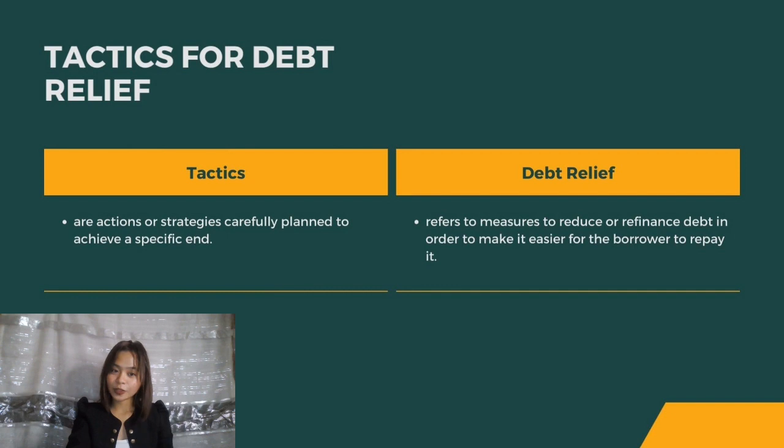Debt relief, on the other hand, refers to measures to reduce or refinance debt in order to make it easier for the borrower to repay it. Hence, when we say tactics for debt relief, these are thoroughly considered techniques to minimize or refinance debt to make it easier for the borrower to make the repayments. It may entail forgiving a portion of debt principal, lowering the interest rate, or consolidating several debts into a single lower interest loan.